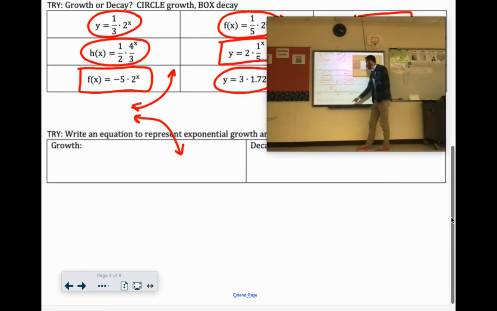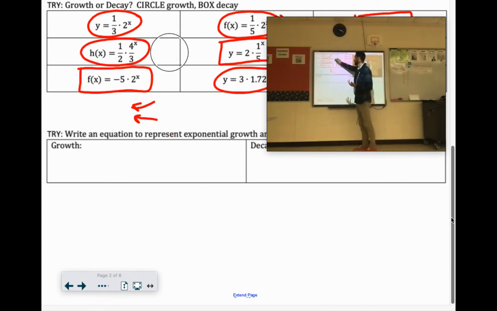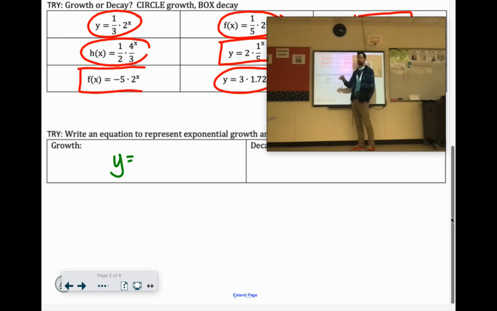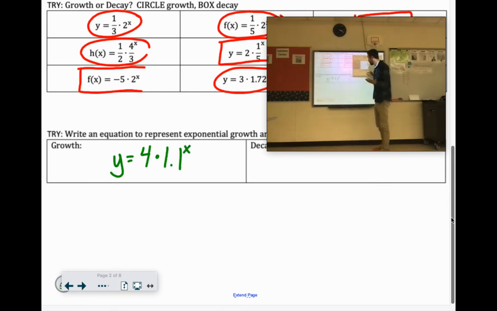So see if you can write any equation that would model exponential growth and exponential decay. So it could be as fancy as you want. Let's say I said, you could say f of x, you could say y, you could say g of x, it doesn't matter. But the important thing is the number with the exponent has to be greater than 1. So we could say 4 times 1.1 to the x power. 1.1 is greater than 1, so that works.